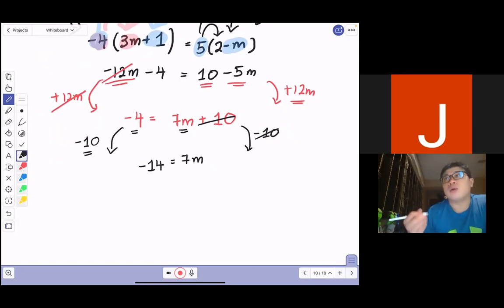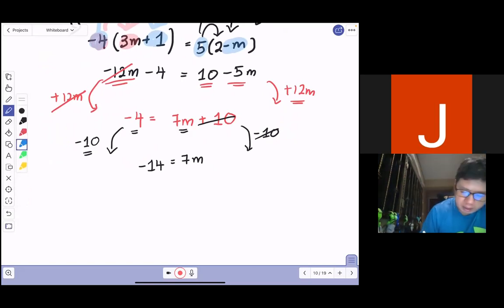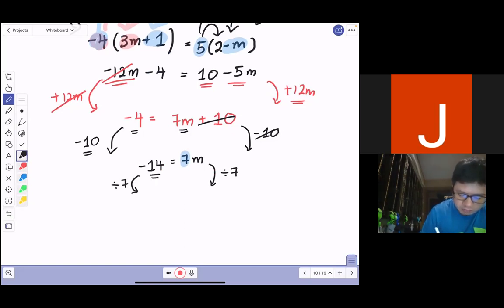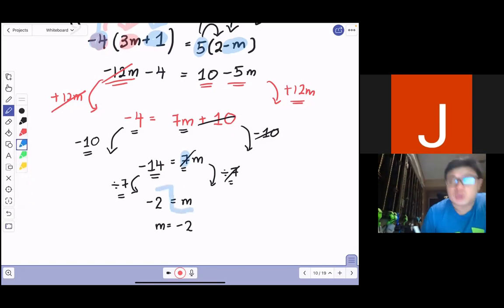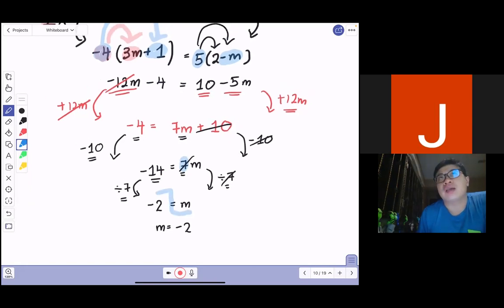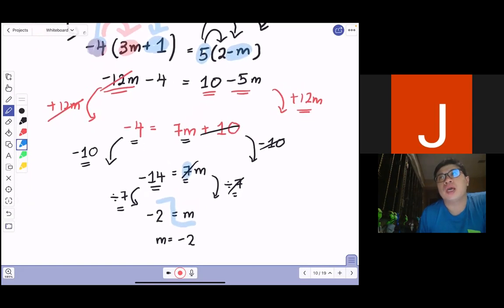Okay, now after that, I want to make m the subject. So I see a multiplication of 7, and I divide by 7 on both sides. Negative 4 divided by 7 is... negative 14 divided by 7 is negative 2, and 7 divided by 7, so I cancel off. Okay, that gives me m. And finally, my answer is m equals to negative 2. We always try to write the variable on the left hand side, okay, for good presentation. Okay, thank you.